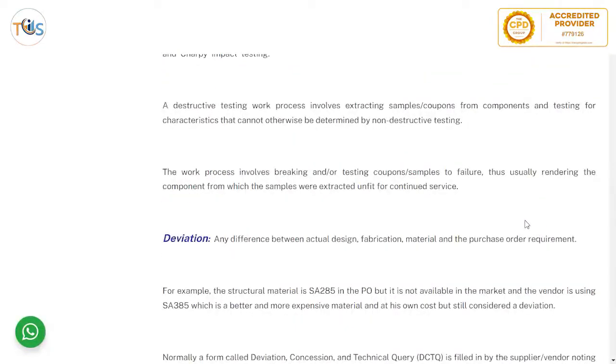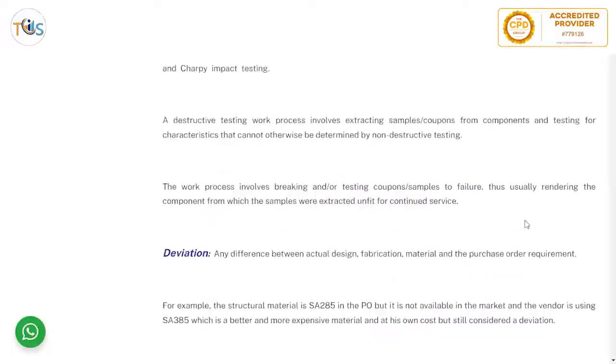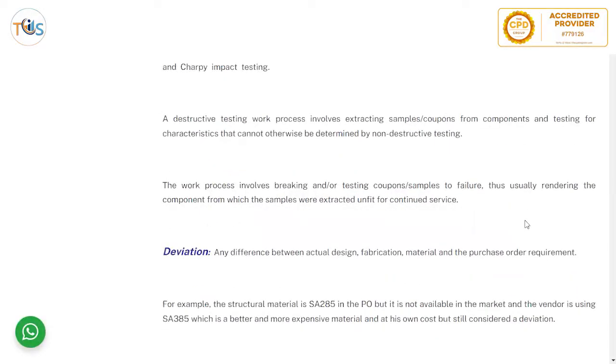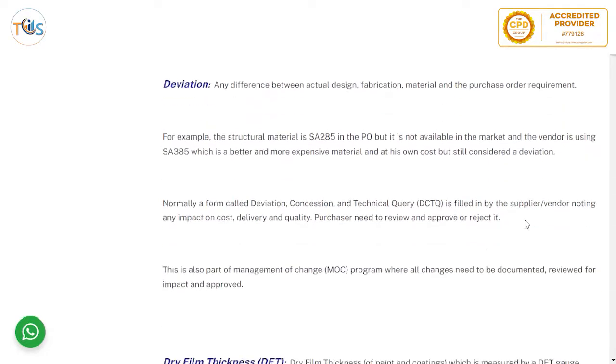A destructive testing process involves extracting sample coupons from the component and testing for characteristics that cannot otherwise be determined by non-destructive testing, such as the Charpy impact test, tensile and bending test, and material test. The work process involves breaking and or testing coupon samples to failure, thus usually grading the component from which the samples were extracted as fit for continued service.